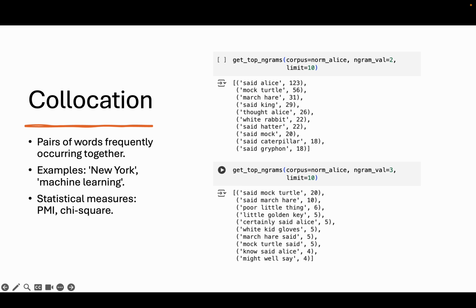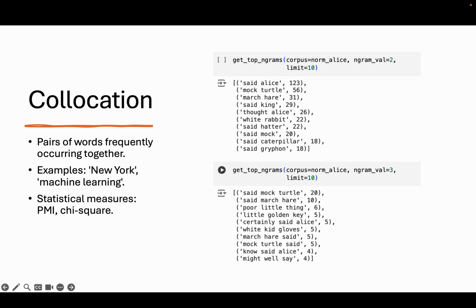Collocations are pairs or groups of words that frequently appear together, providing meaningful units. For example, New York or machine learning. Statistical measures like pointwise mutual information, or PMI, or chi-square tests can be used to identify these collocations.